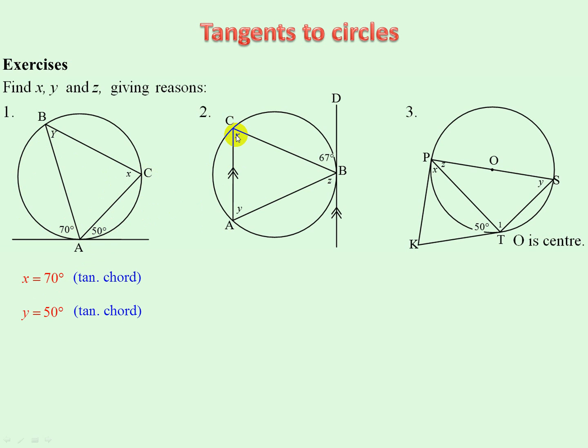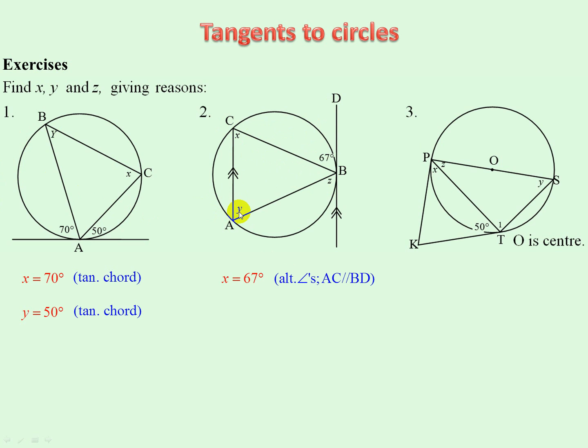Let's look at this next one. What's x equal to? Well, x is equal to z, tan chord, but we don't know z. But x is also equal to, there we are, alternate angles. So x is equal to 67 degrees. And remember, when you state the alternate angles, you must state the parallel lines.